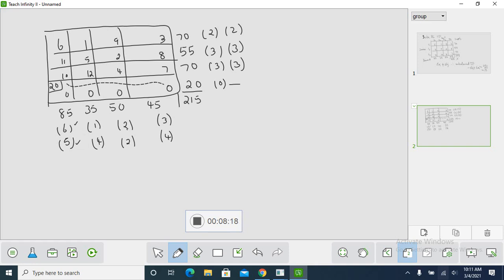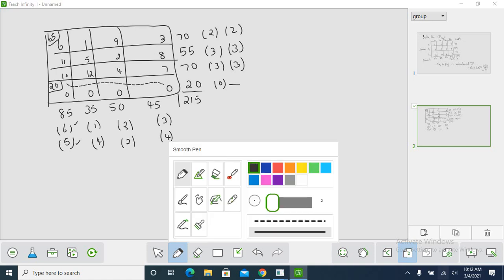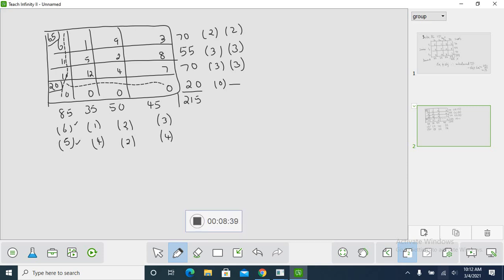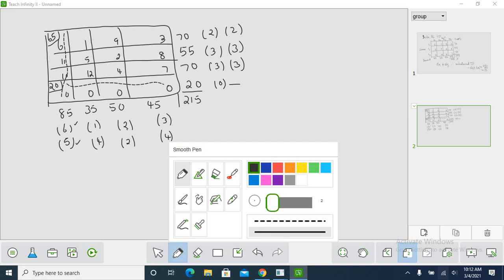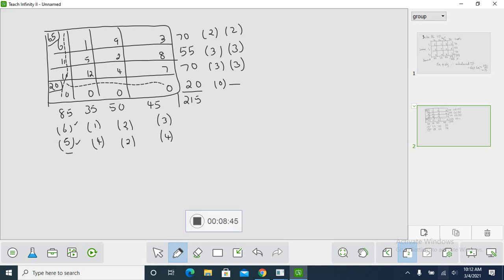Maximum is again 5. For this 5, minimum value in the grid is 6. For 6, either you can allocate 85 minus 20 is 65 or 70. So minimum of 65 and 70 is 65. So allocate 65. Once you allocate 65, this column gets cut. Okay. So now start the procedure as usual. So this column is also out for us.